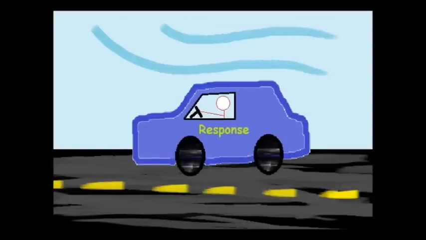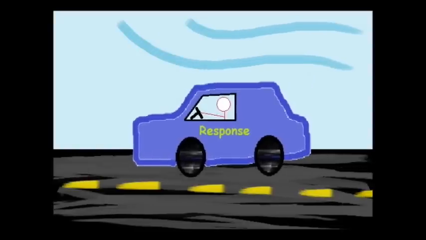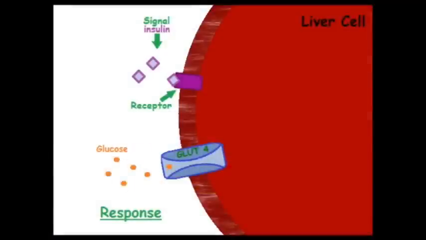When you see the translated text message on your phone, your response is to drive to Kroger to buy eggs and milk to store in your fridge. Just like that, when the insulin message is fully translated in the form of GLUT4, the response is that GLUT4 begins storing blood glucose into the cell. This lowers blood sugar levels.